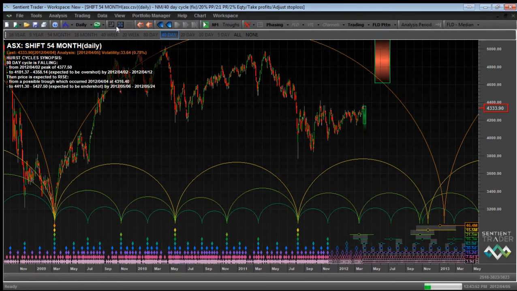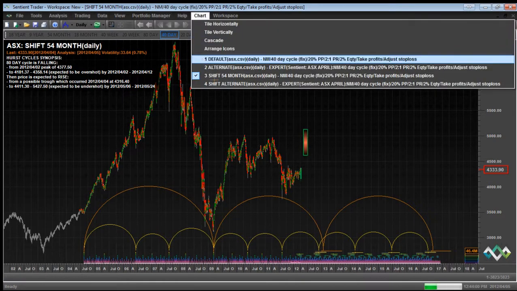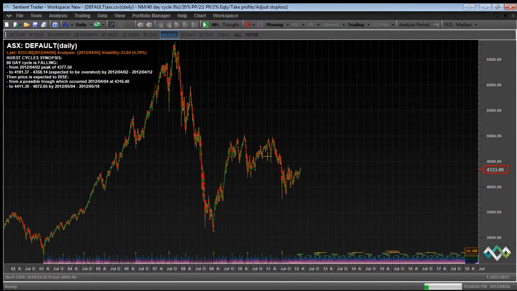chart in Sentient Trader. Okay, so I've created a new chart, and I've called this new chart Shift 54 Month, because what I wanted to do was I wanted to shift that 54-month cycle over. Is it easy to do? It is extremely easy to do in Sentient Trader. All you need to do is you change your analysis start period. Okay, let me show you how that works.